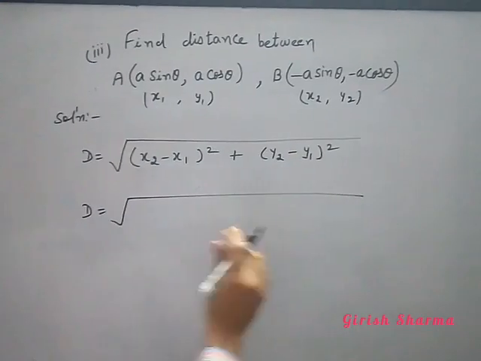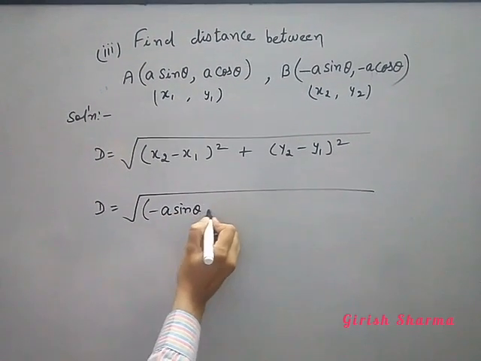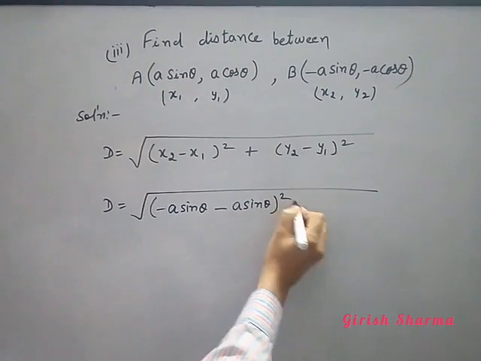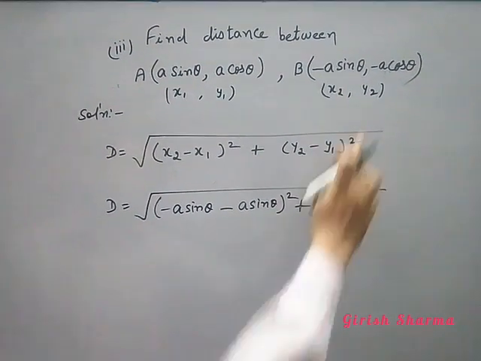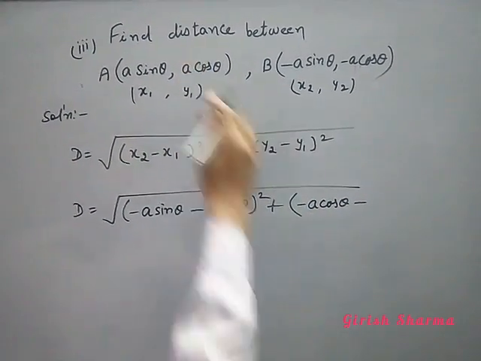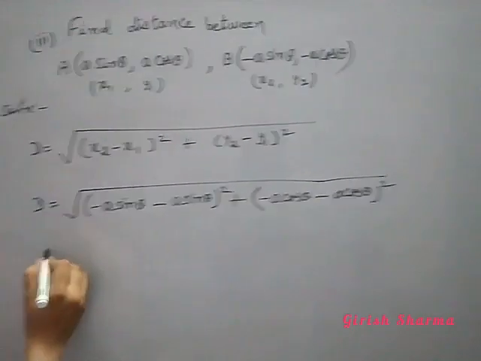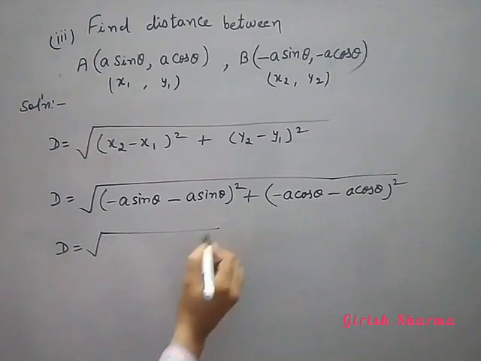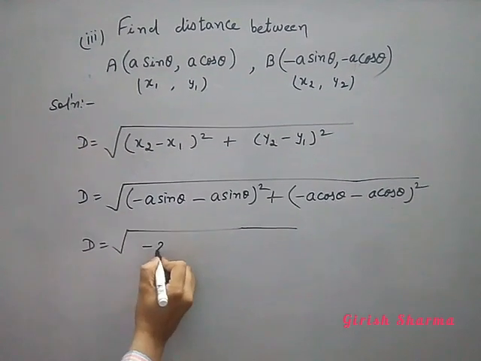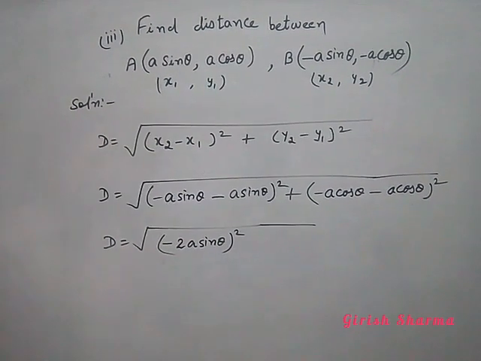You have to substitute these values in that formula. See here, this is x2 minus x1. x2 is your minus a sin theta, minus x1 is a sin theta, whole square. Come on, what is y2? Minus a cos theta, minus what is y1? A cos theta, whole square. Then what will be? Minus a sin theta and minus a sin theta, it is 2 times. This will be minus 2a sin theta whole square.